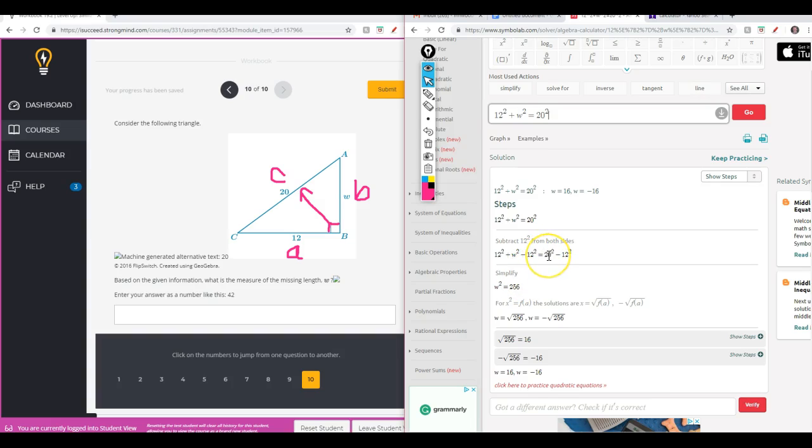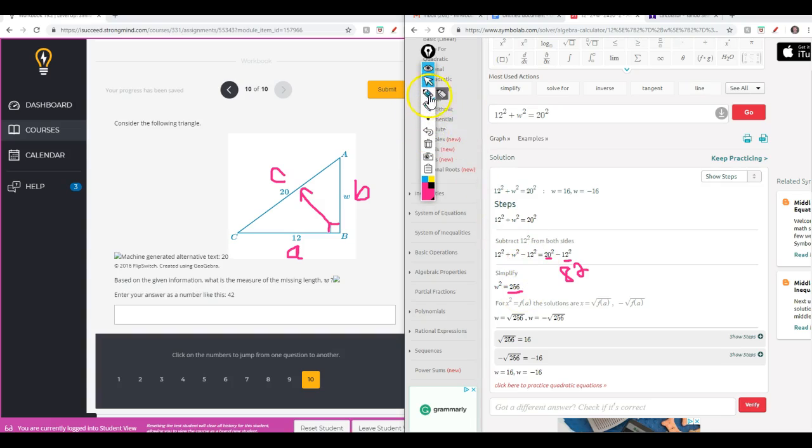Well, the question that I often hear the most, or see the most, this is the most common mistake, is I see students do 20 minus 12, which gives me 8, and then they square it. Well, if you know your squares, 8 times 8 is 64, which does not give us 256. So then the question arises, how did they get 256?